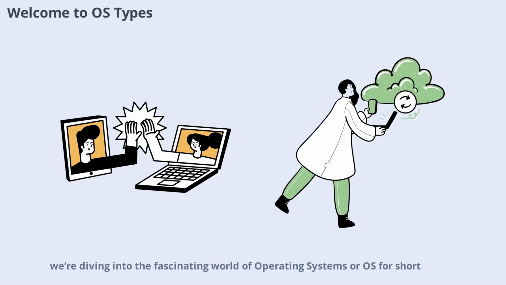Today we're diving into the fascinating world of operating systems, or OS for short. Every time you power on your computer or smartphone, the very first software that springs into action is the operating system. But what exactly does it do and why is it so important? In this video we'll explore the different types of operating systems, understand their unique roles, and see how they shape our digital experiences. Let's get started by recalling what an operating system actually is.